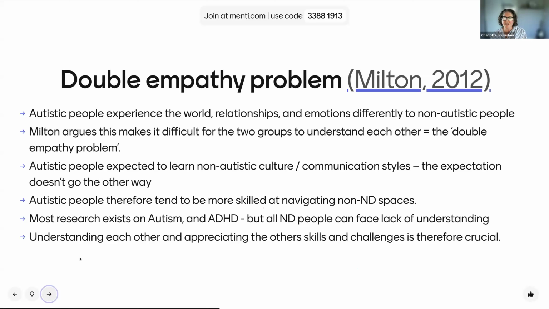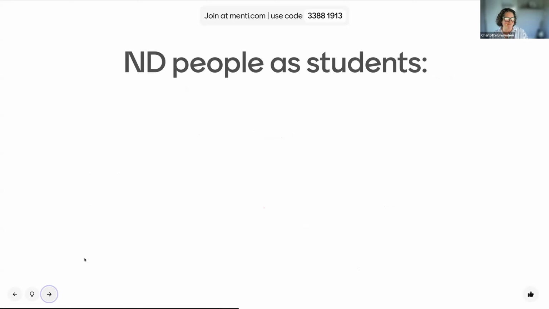So a lot of the double empathy problem tends to focus on autism, but we know that not all neurodivergent people can face a lack of understanding. So there's lots of nuances within this. But the core of this idea, I guess, is that understanding each other and appreciating that we all have different skills and challenges is going to be crucial. So we need to start from that understanding that people are going to think differently, and some people are expected to move and adapt more than others. Thanks, Inga.